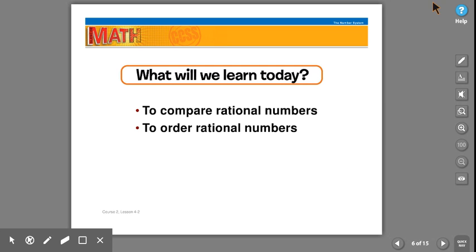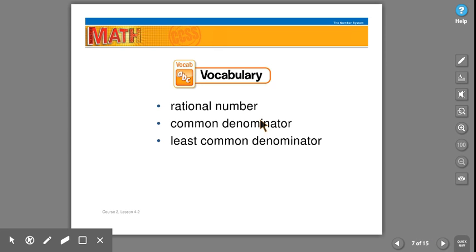So what are we going to learn today? We're going to learn to compare rational numbers, and then we're going to order rational numbers. Vocabulary you need to know for today is rational number, common denominator, and least common denominator. I hope you guys took the time out to write that down in your vocabulary.